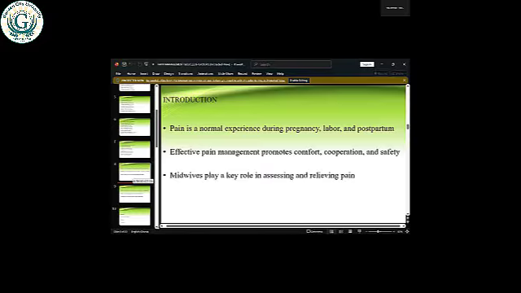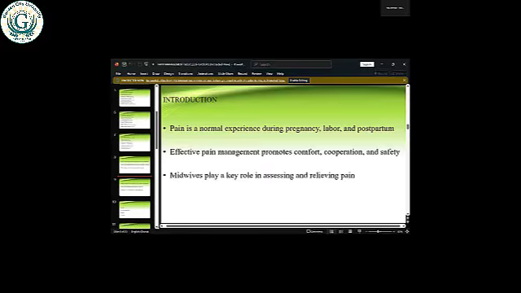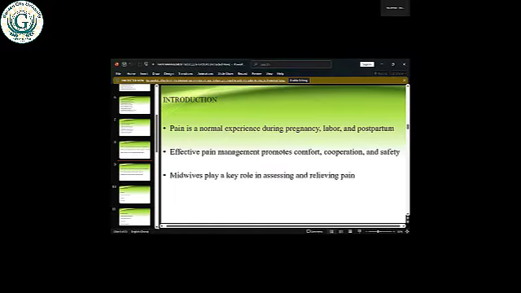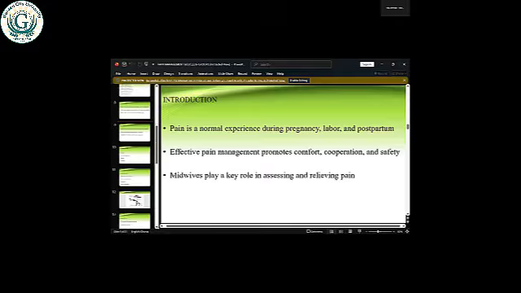So please, introduction. Pain is a normal experience during pregnancy, labor, and puerperium. So when we talk about pain, it is an unpleasant sensory or emotional experience associated with actual or potential tissue damage. So all we are trying to say is pain is an unpleasant sensation that we experience during pregnancy, labor, and puerperium, since we are managing it during pregnancy, labor, and puerperium.